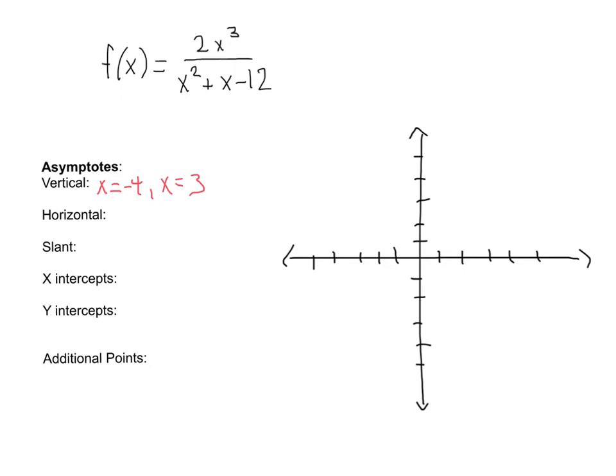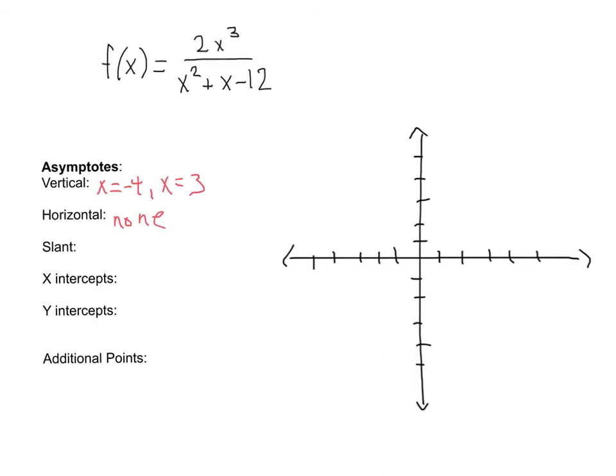Looking for our horizontal, let's take a look at our degrees. Here we have a degree on the top of 3, a degree on the bottom of 2. So in this case, since the bottom is 1 less than the top, we're going to have a slant asymptote, which means we have no horizontal asymptote. Let's go ahead and find that slant asymptote.